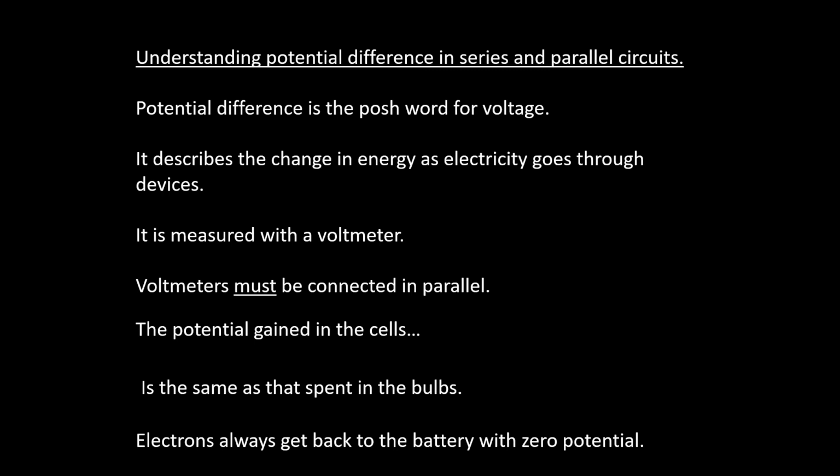It's measured with a voltmeter. The voltmeter must be connected in parallel. Any potential gained in the cells has got to be spent in the bulbs. It's all got to go. The electrons always get back to the battery with 0 potential difference, which is very different to the current.